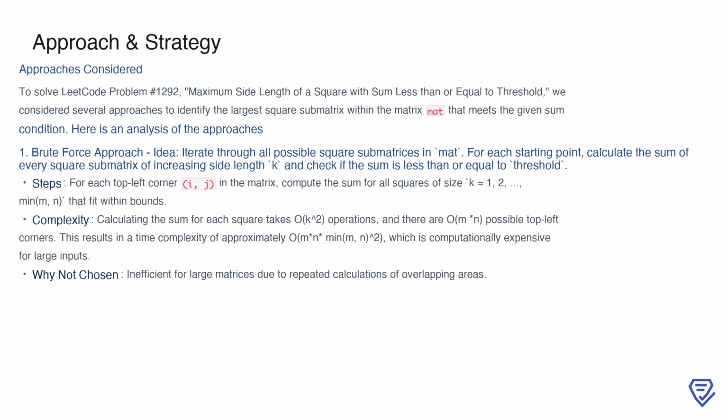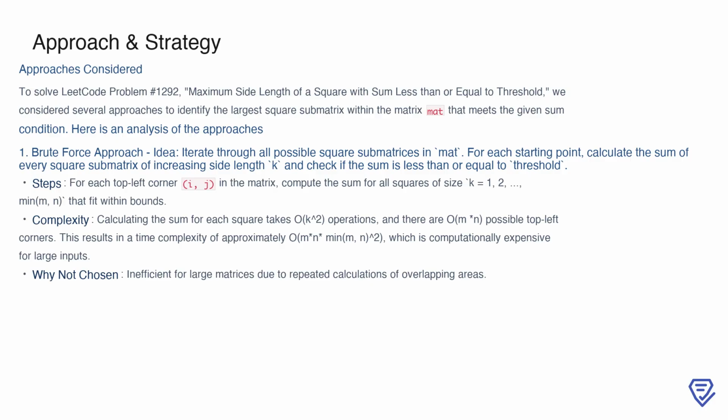To solve the problem of finding the maximum side length of a square with a sum less than or equal to a given threshold, we first considered a brute force approach. The idea here is to iterate through all possible square submatrices in the given matrix. Starting from each top left corner, we calculate the sum for every square submatrix of increasing side lengths, from 1 up to the minimum dimension of the matrix.